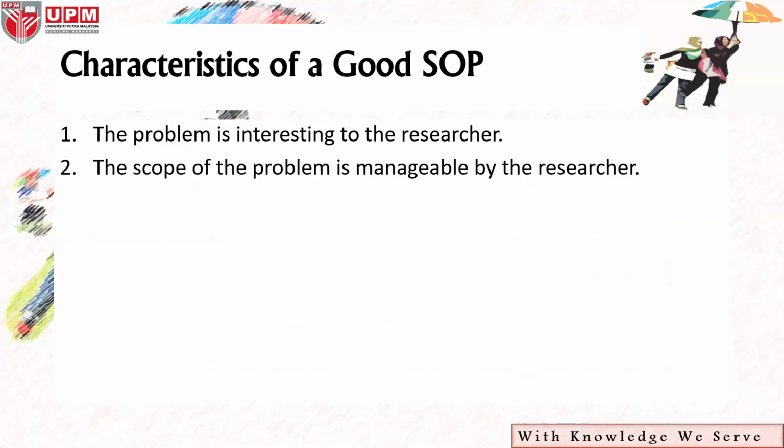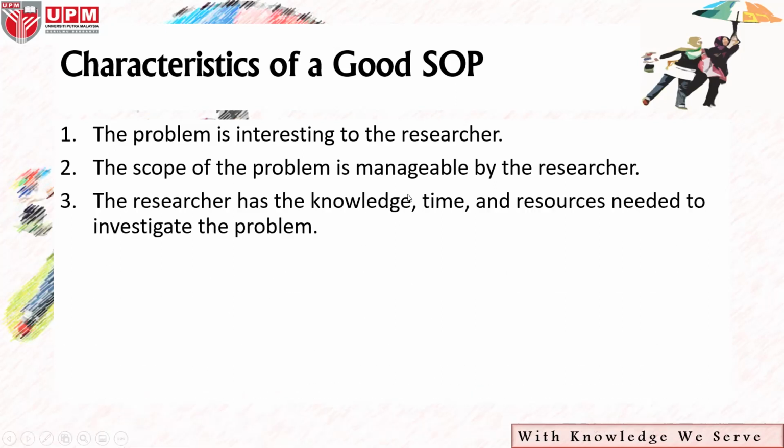Okay, and then the scope of the problem is manageable by the researcher. Okay, please consider your time frame. If you are doing your dissertation in 2 semesters, so make sure, okay, your study period ni can be managed in 2 semesters. Okay, the whole process. If you are doing master science, then make sure your study can be completed within 4 to 5 years. For those who are doing PhD, your study is possible within 3 to 10 years or within 3 to 6 years, for example. Okay. The researcher has the knowledge, time, and resources needed to investigate the problem.